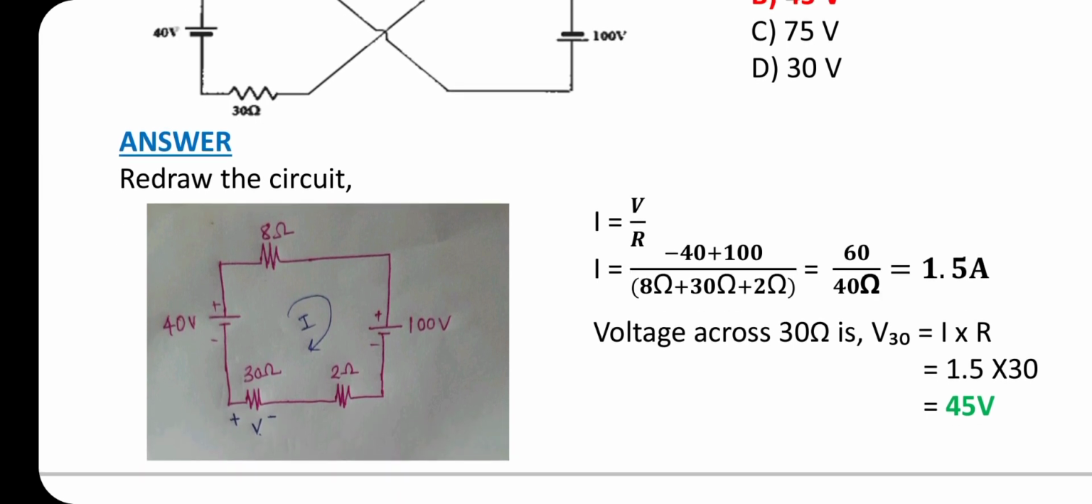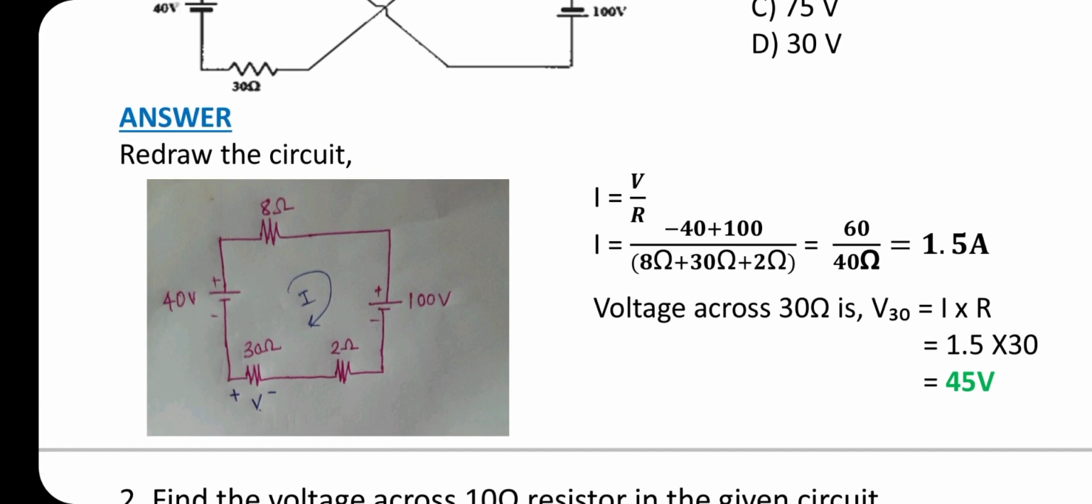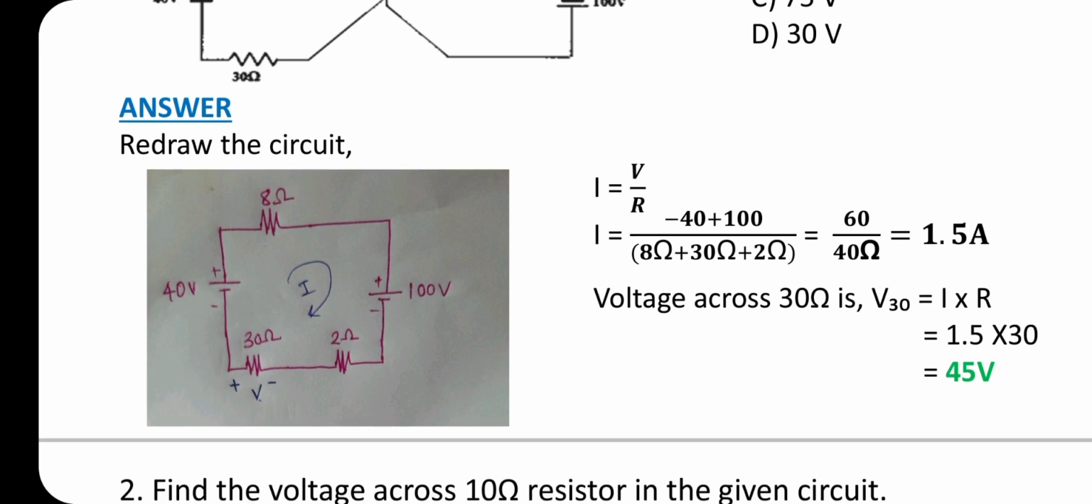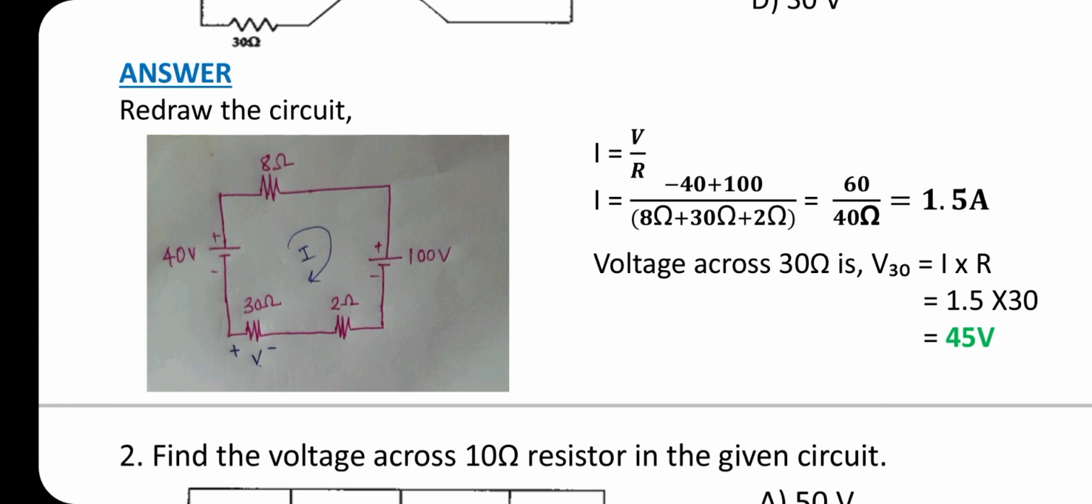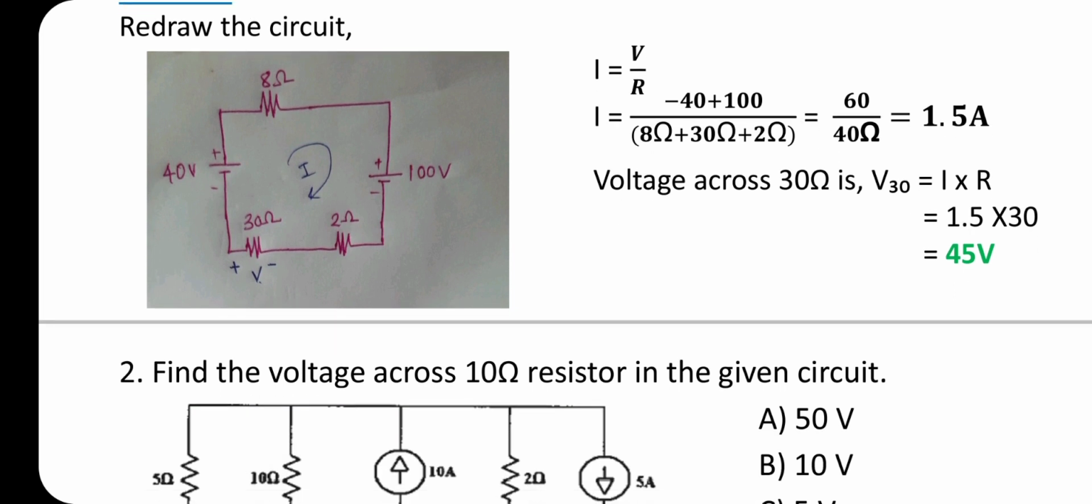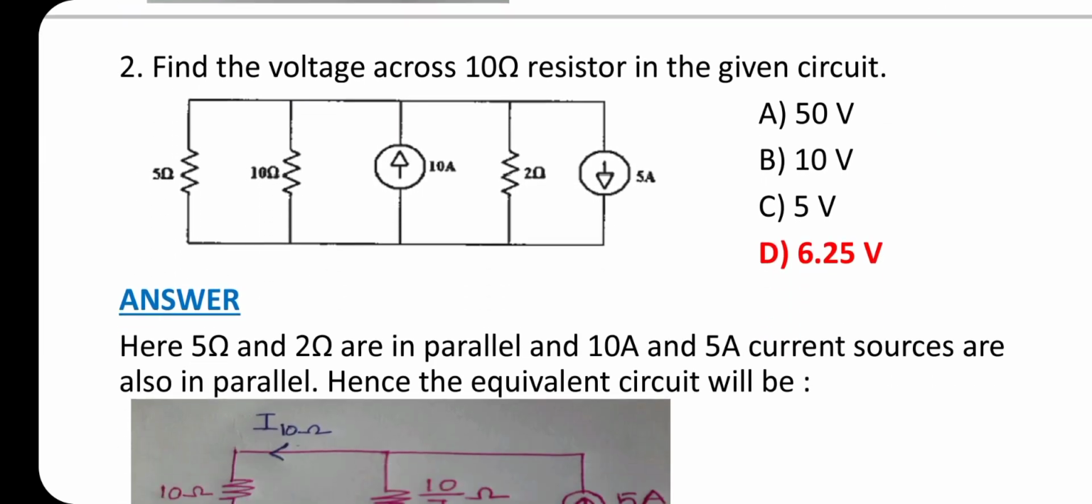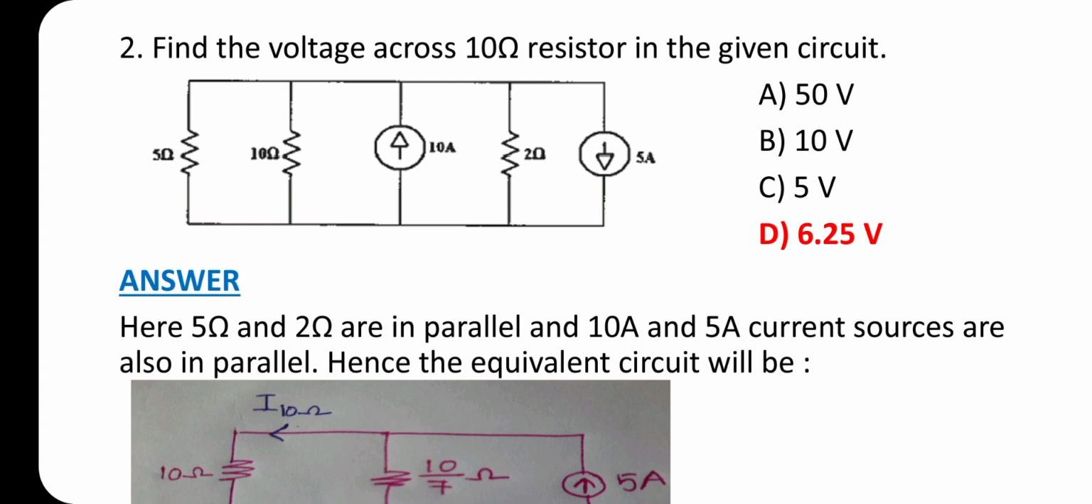First, redraw the circuit as shown in the figure. We know that by Ohm's law, I equals V by R. Here V equals minus 40 plus 100, and the total resistance is the sum of all three, that is 8 ohm plus 30 ohm plus 2 ohm. After solving, we get current equal to 1.5 ampere. Then the voltage across 30 ohm is current 1.5 ampere into the resistance 30 ohm, which is 45 volt.